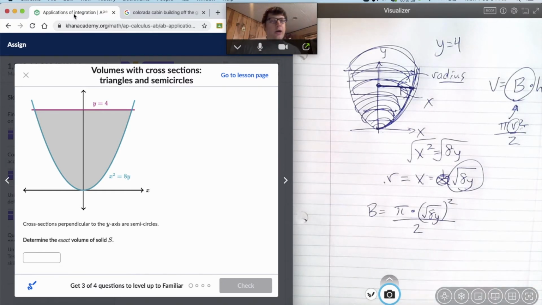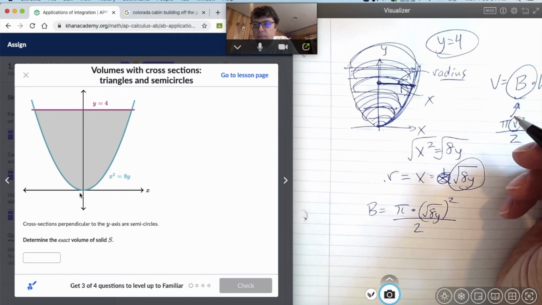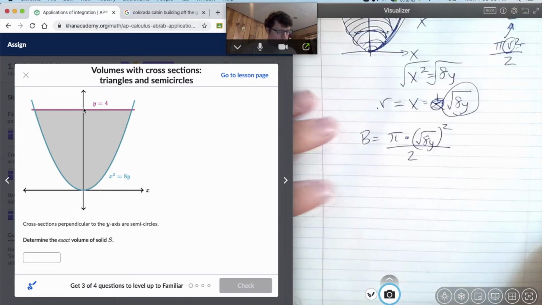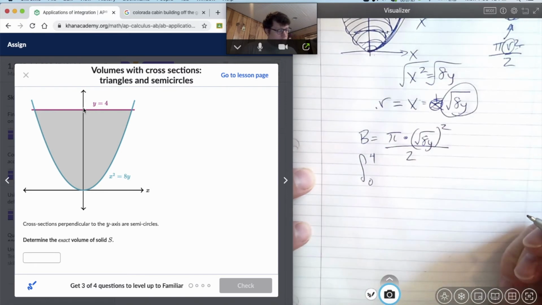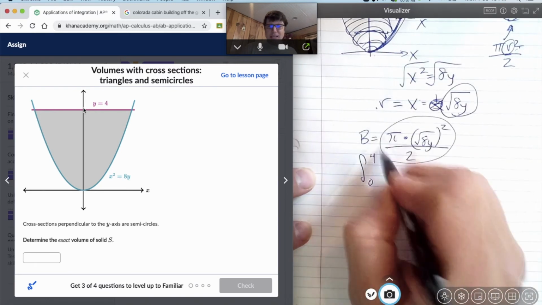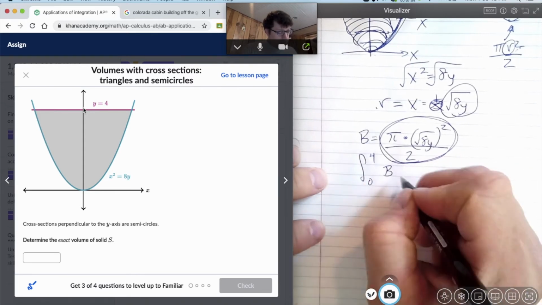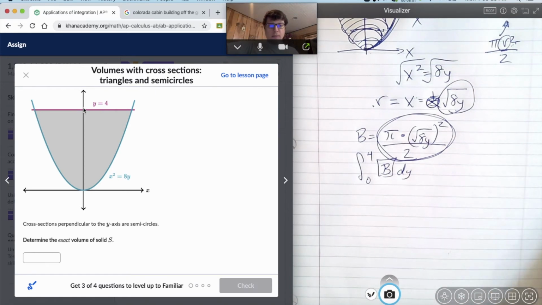We're going vertically, so we're going to use the y as our input function. And that means we've got to write all of our functions in terms of y. I don't have to worry about y equals 4. That's just the upper limit of integration. Down here at the bottom, you're going from 0 to 4. So our limits of integration, that's our height, will be from 0 to 4. And then this cross-sectional base depends on the y value, so I'm just going to write b delta y. I have the structure of the problem.